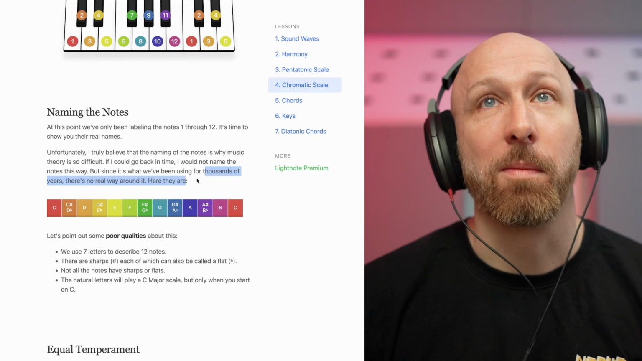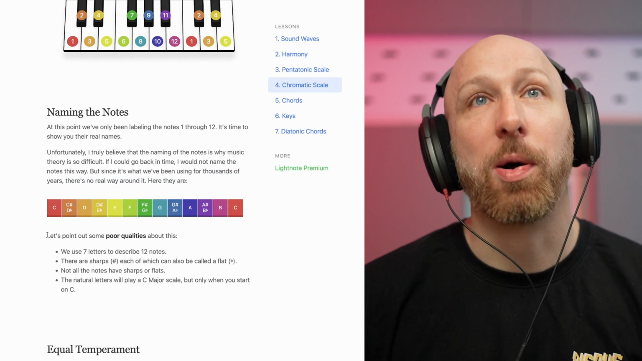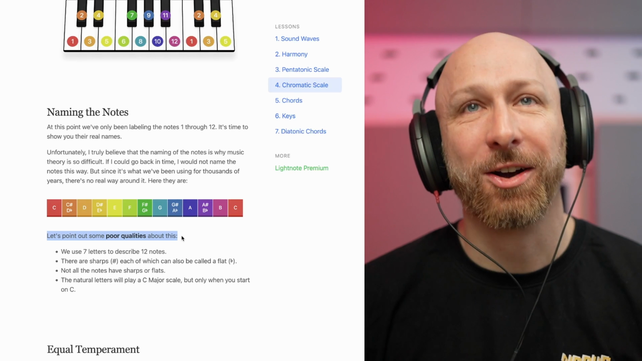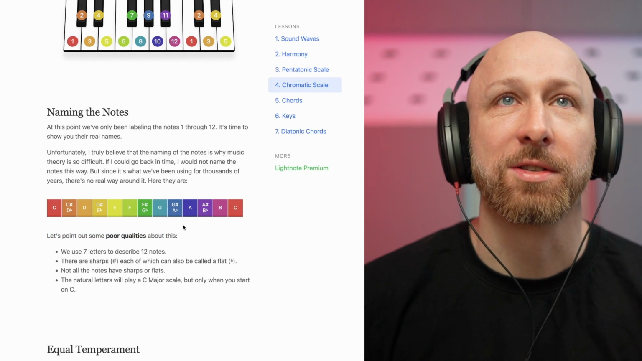Thousands of years! That's a big claim. Is that true? Thousands of years. I wonder what the early Romans labeled their piano notes as, huh?